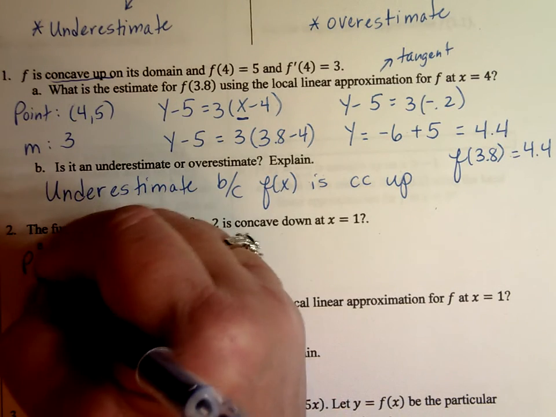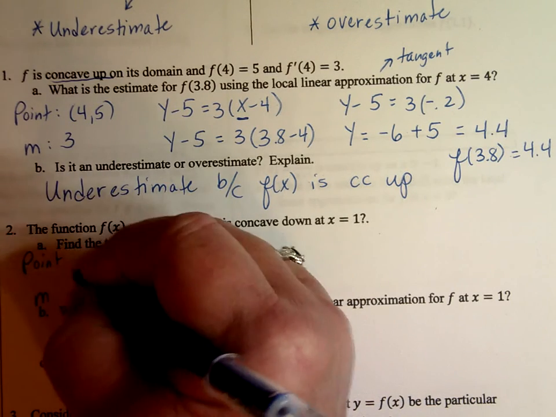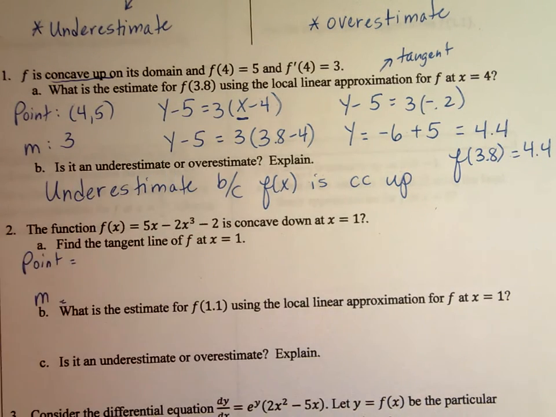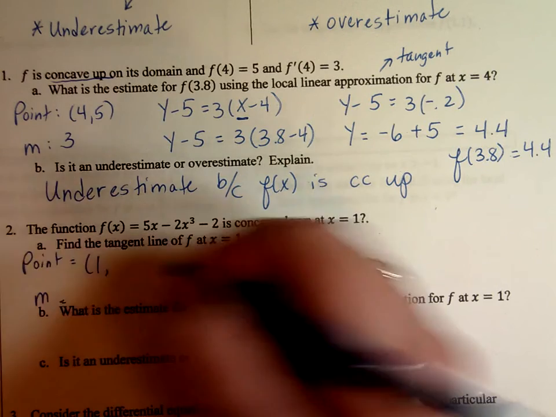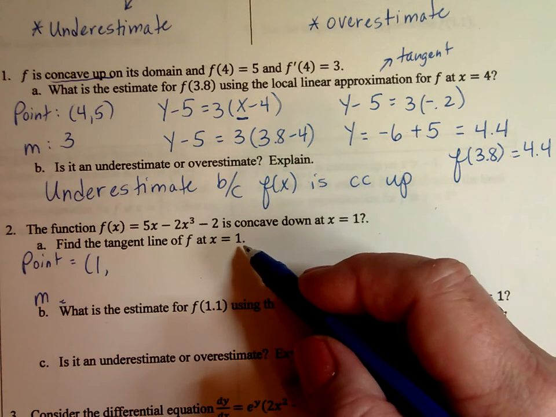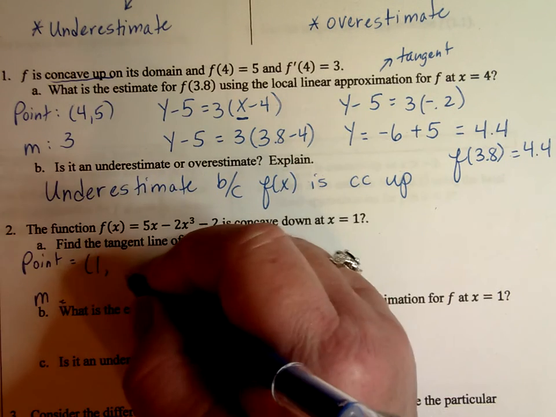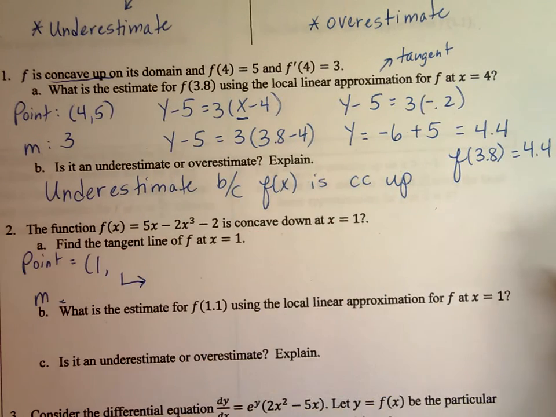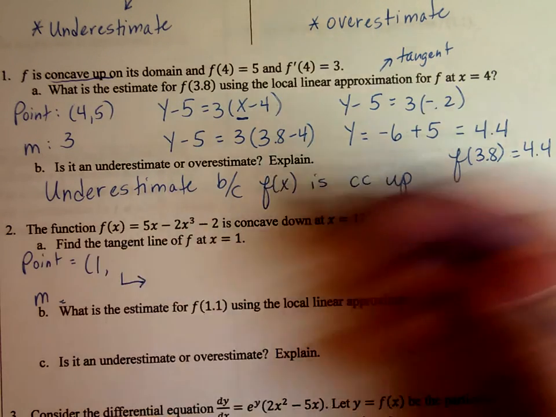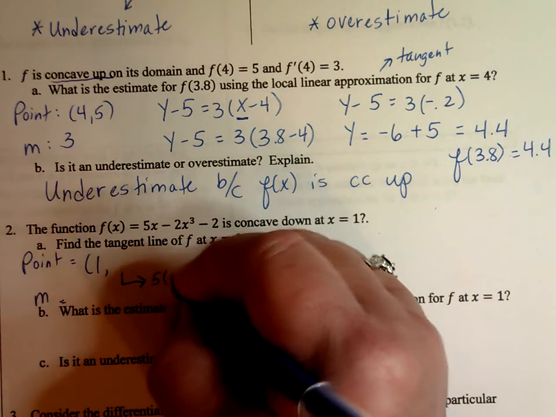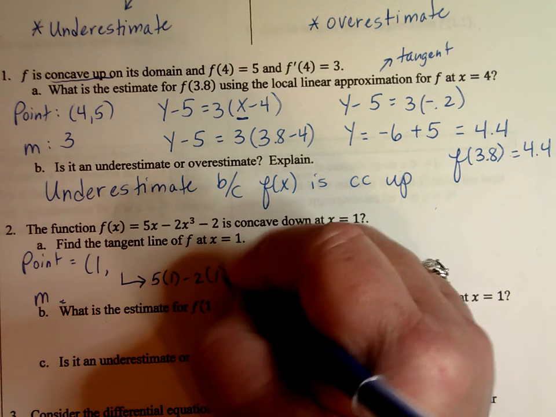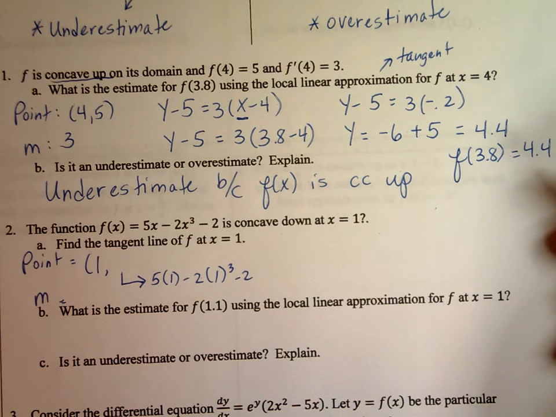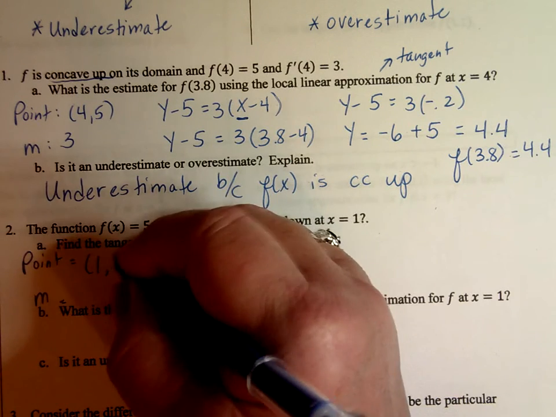I know I need a point. I know I need a slope. Now, my point is going to be 1, something, right? My x value is 1. I don't know what that something is. Well, how do you find the something? So I am going to plug a 1 into my function to figure out what the y value is. 5 times 1 minus 2 times 1 cubed minus 2. And so I work my way through that, and lo and behold, I get a value of 1. There's my point.